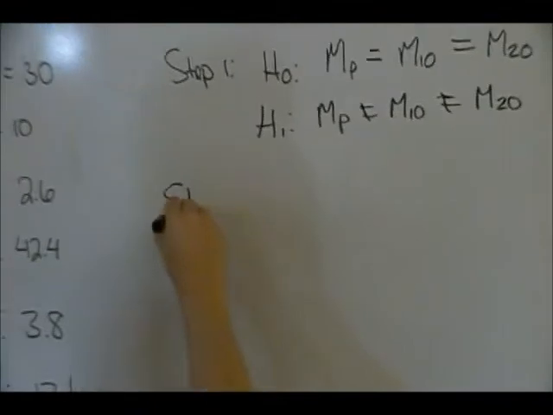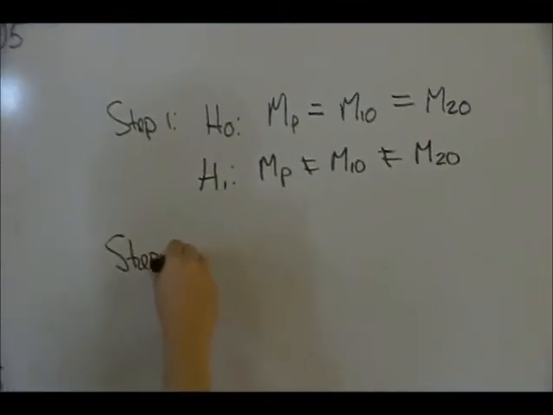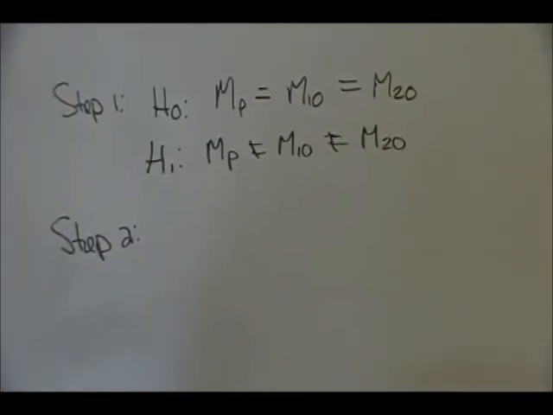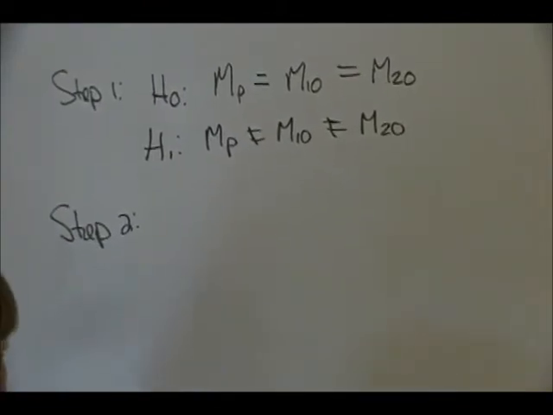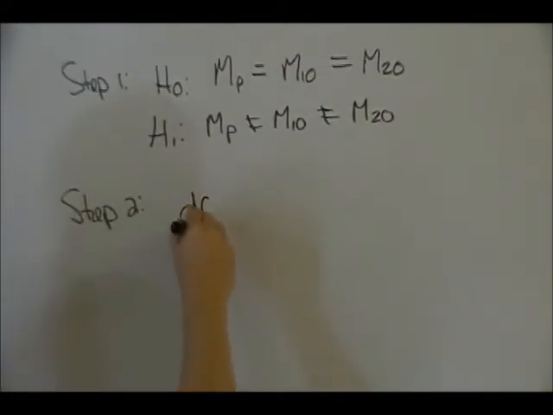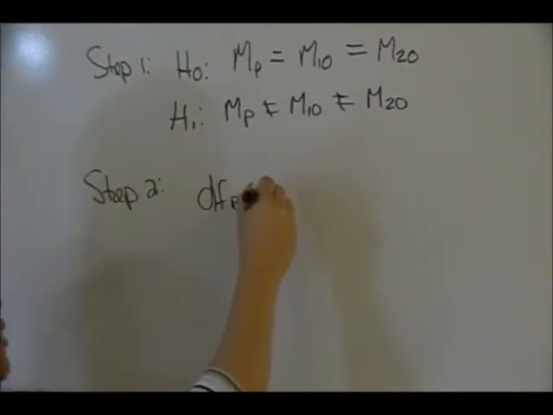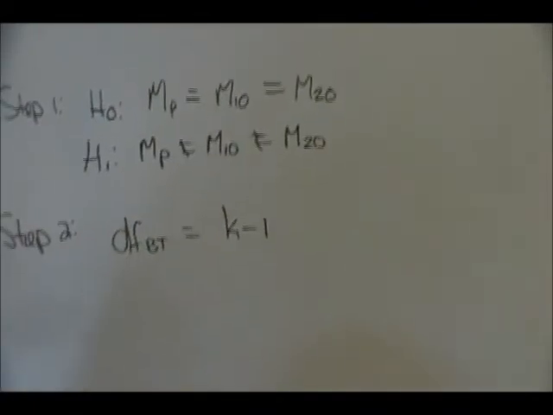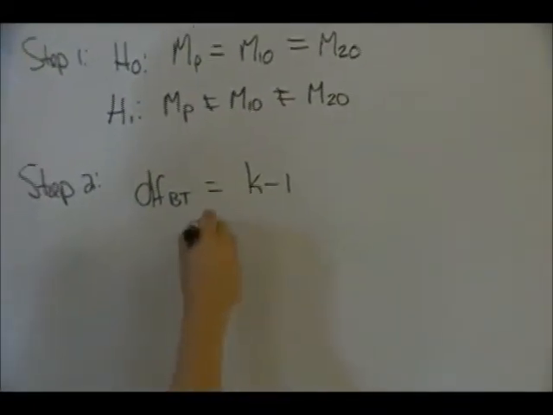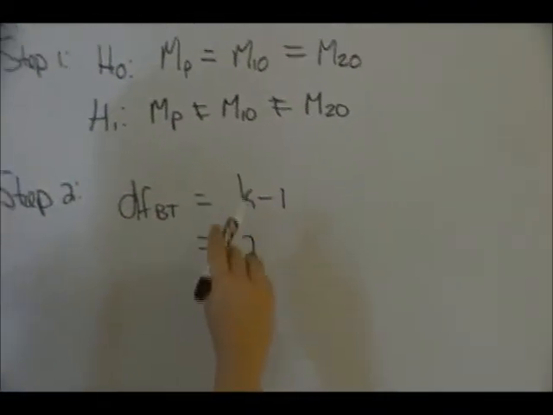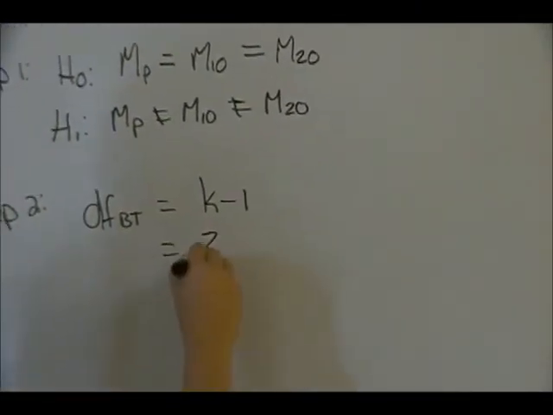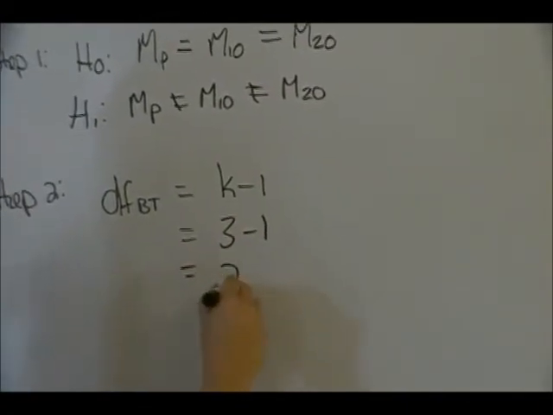Now, step 2 is to determine what the critical value for F needs to be in order to reject the null, okay? So in order to determine that critical value, we need to know what our degrees of freedom are. Degrees of freedom between is going to be equal to K minus 1. K is the number of groups. So here our degrees of freedom between is 3 minus 1, which equals 2, okay?